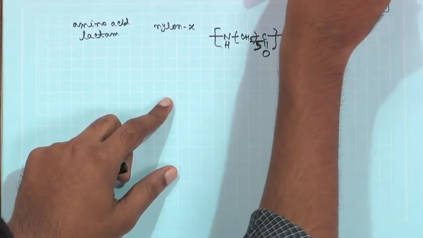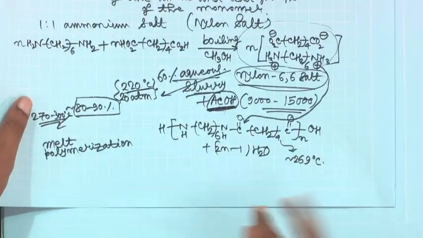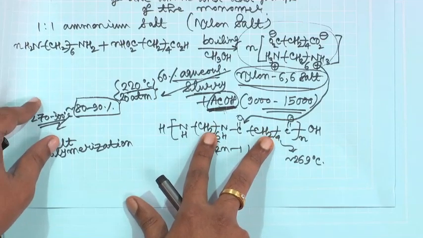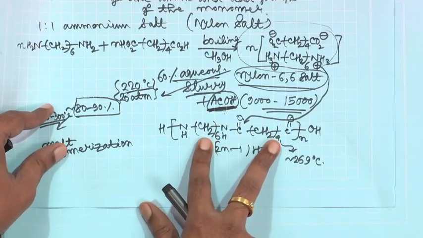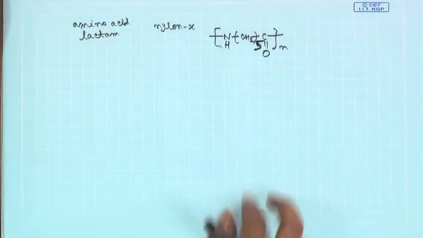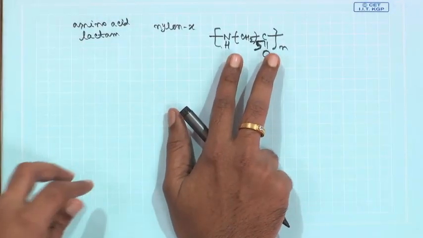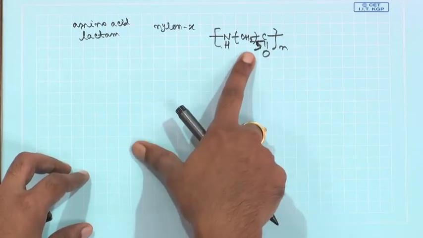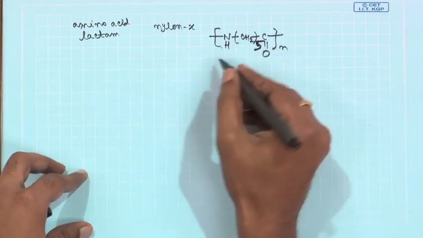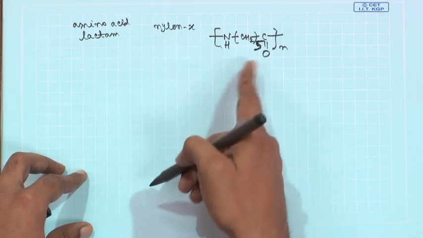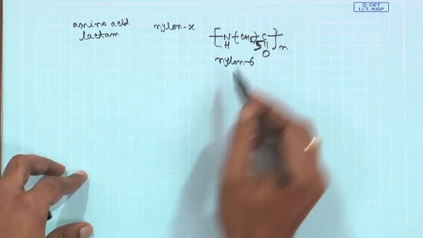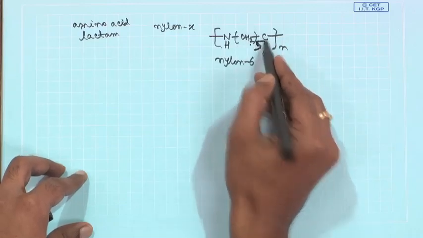You see the structure, the repeating unit of the structure is different. When you are preparing from direct amidation, the structure is like this. When you are preparing from self amidation or ring opening polymerization, the structure is like this. So, the number of carbon atoms in the repeat unit will come into the picture when you are designating this nylon. So, this will be nylon 6, because there are 5 carbon atoms here and 1 carbon atom here. So, this is nylon 6.